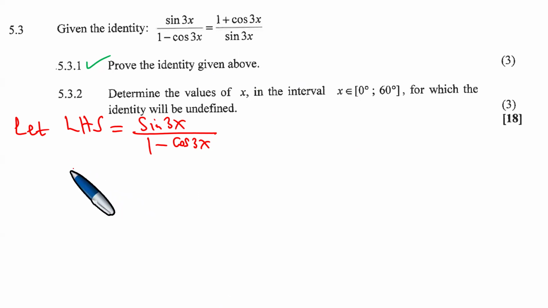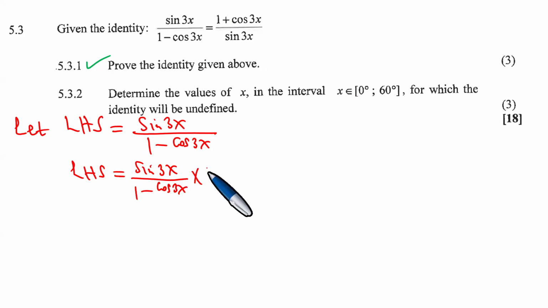This is what you can do, I'm just sharing the idea. If the identities in the exam are like this, they just switch places. Like the sine 3x is at the bottom, and now the 1 minus cosine becomes 1 plus cosine. So you need to know that this becomes a brain teaser.